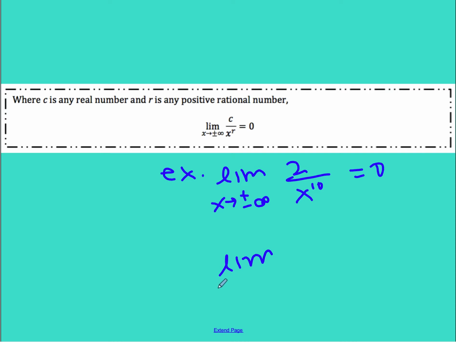Here's another one. The limit as x approaches positive or negative infinity of negative 3 over x to the 3rd. That will also approach 0. So that's of that form. So that is how you can find your horizontal asymptotes when your numerator is smaller than your denominator.